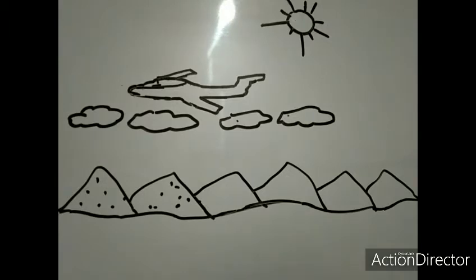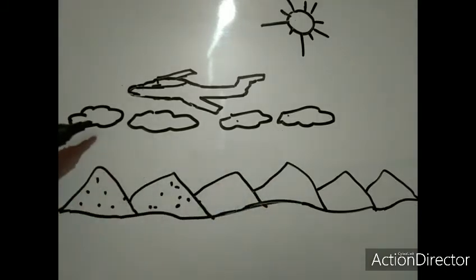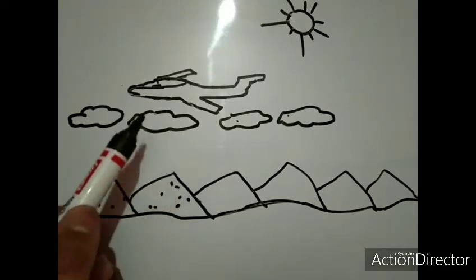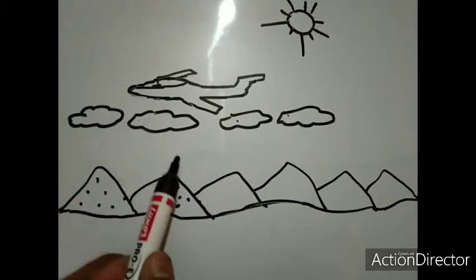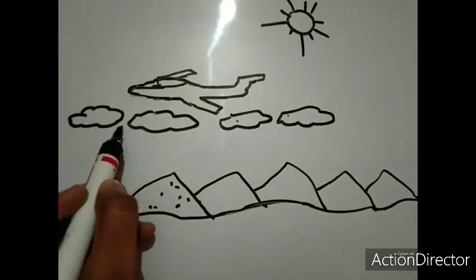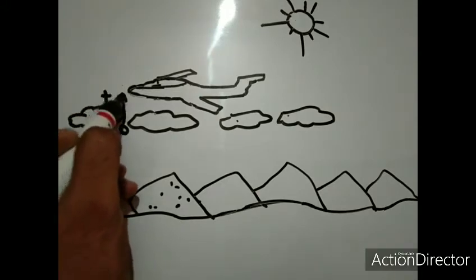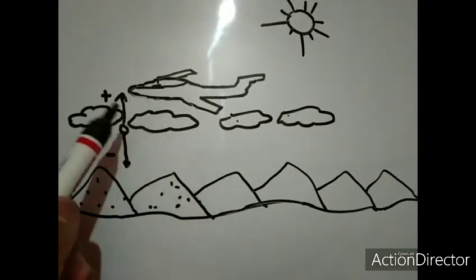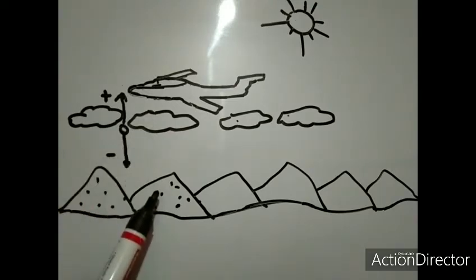Now students, look at this picture very carefully. These are the clouds. What we see here is this fighter jet flying above the clouds, right? And when it flies below the clouds, we say that this fighter jet flies below the clouds. If we take this cloud as zero, when it moves upside, it moves to the positive side. When it moves below the clouds, it means the negative side. So when this fighter jet flies above the clouds, it means positive, and when it moves below the clouds, it means it moves to the negative side.